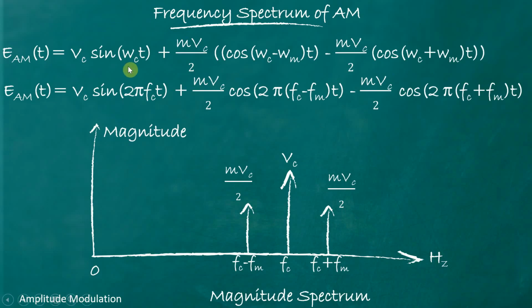Earlier, in the previous slide, we saw frequency in terms of ω, meaning radian per second. Here it is now being converted into hertz. So ω is replaced by 2πf. In the magnitude spectrum, instead of radian per second on the x-axis, it is now hertz. So here the corresponding frequencies are fc, fc plus fm, fc minus fm, and their corresponding magnitudes. So this is the magnitude spectrum in terms of hertz, right?